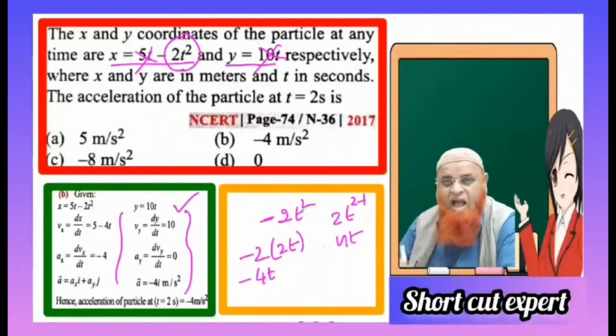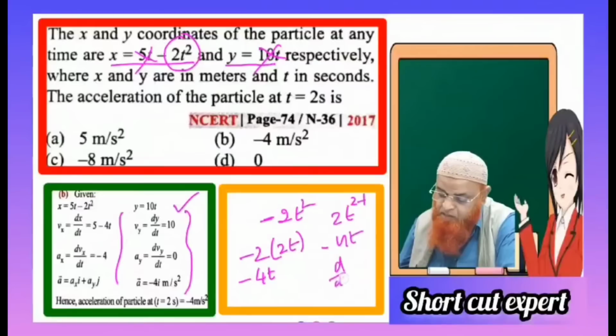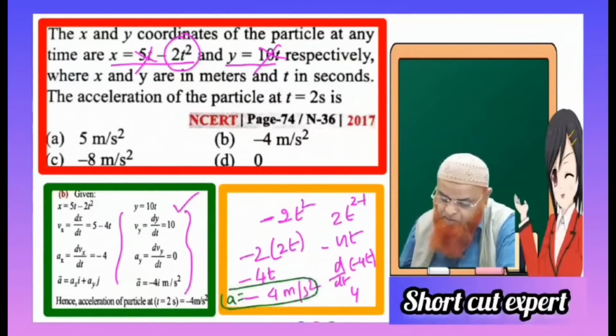Again, if you differentiate minus 4t, what happens? d by dt of minus 4t is going to give you only minus 4. So your answer is going to be minus 4 meter per second square, and that is going to be your acceleration.